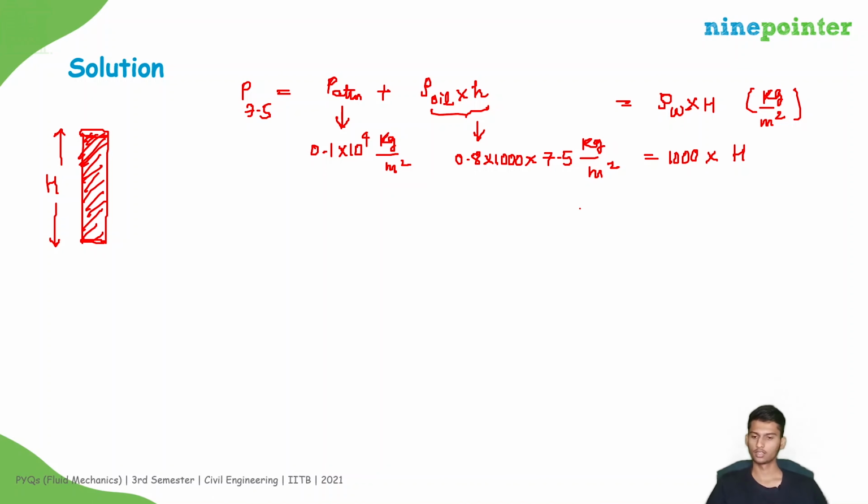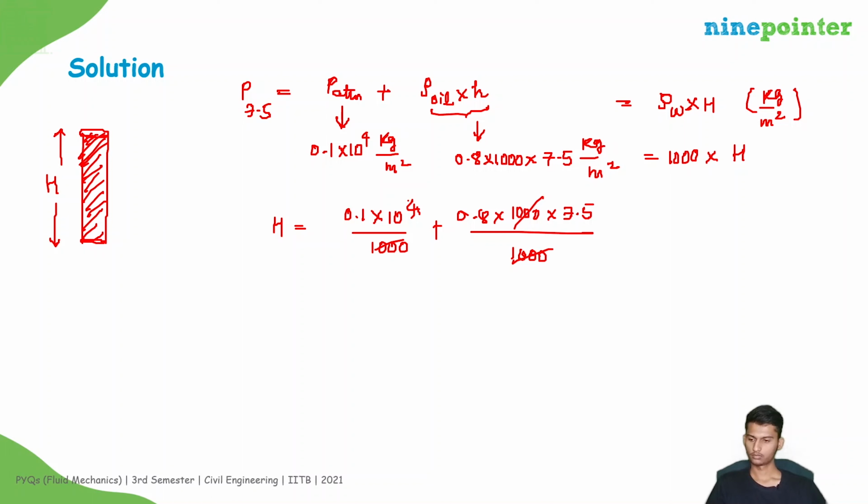H is in meters. So H will be equal to 0.1 into 10 power 4 divided by 1000 plus 0.8 into 1000 into 7.5 divided by 1000. So this will be equal to 1 plus 0.8 into 7.5. So this will be 1 plus 6, that is 7 meters of water.